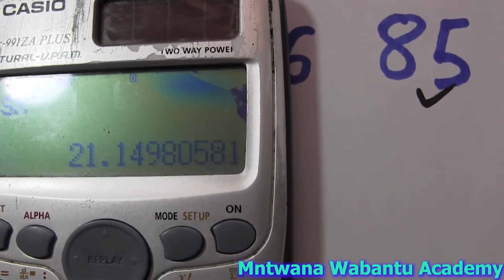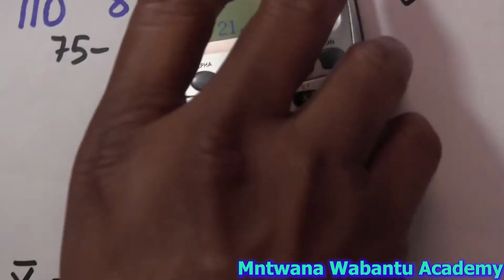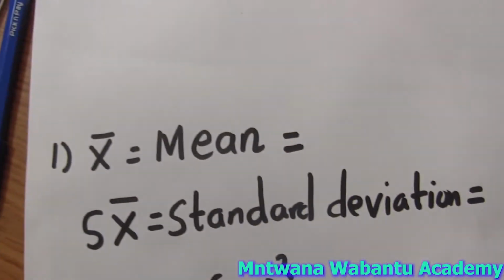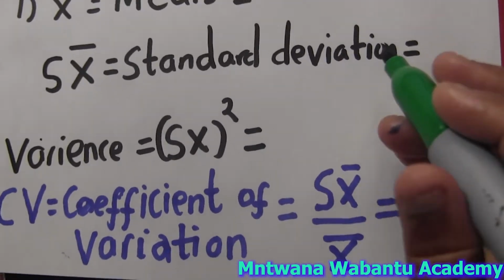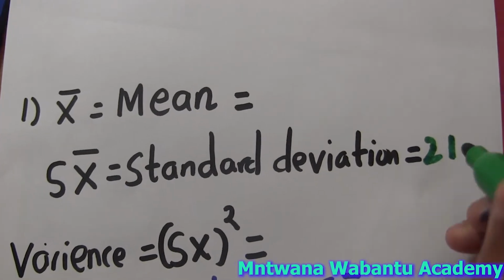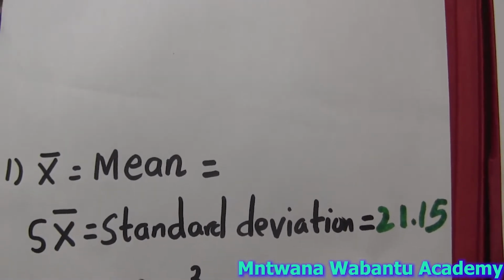21.15, because remember they say it has to be 2 decimal place. So 21.15, our standard deviation is 21.15. Okay, so standard deviation is 21.15. Okay, so we have a standard deviation.